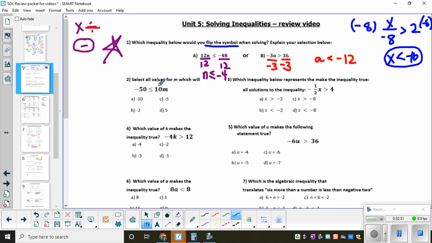In number 2 here, the variable is on this side. We have a coefficient that is a +10. I do not need to flip the symbol here. So if we're solving this one, we're just going to take the 50 and divide it by the coefficient of 10, which means the variable is going to stay on this side for our answer, m here, and it is greater than or equal to a -5.